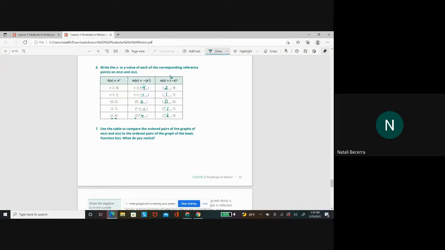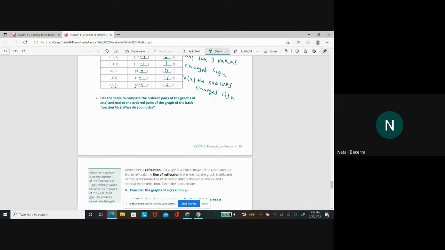And yeah, this is really important for geometry actually, because you're going to be talking a lot about reflections and all that stuff in geometry. So make sure that you remember this. So for m of x, the y values changed. And for n of x, the x values changed. Change sign, because the number didn't change, only the sign, right? Okay. And then the next one.